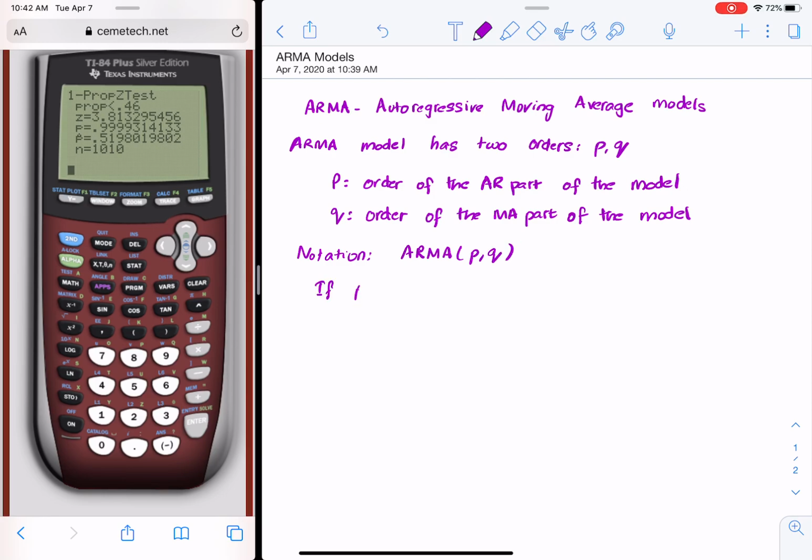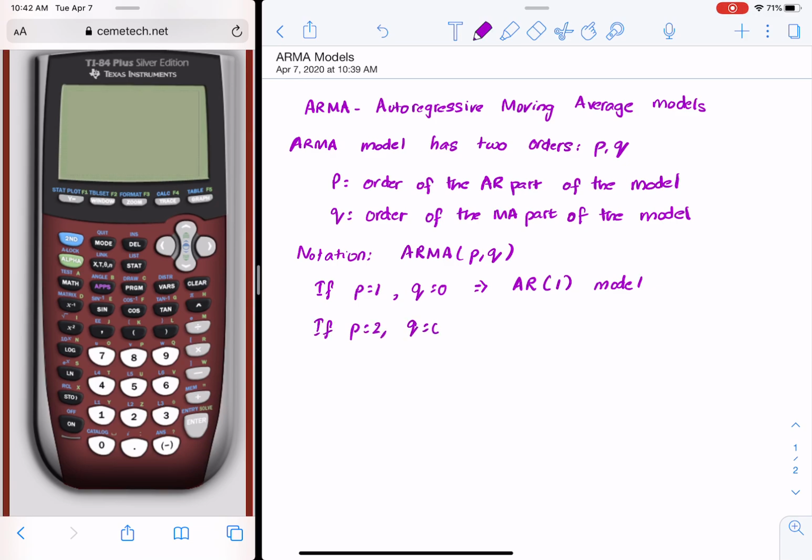If P equals 1 and Q equals 0, that would imply an AR(1) model. If P equals 2, Q equals 0, then that would be an AR(2) model. And in general, if we have some arbitrary P that is greater than 0, but Q equals 0, that would become an AR(P) model.